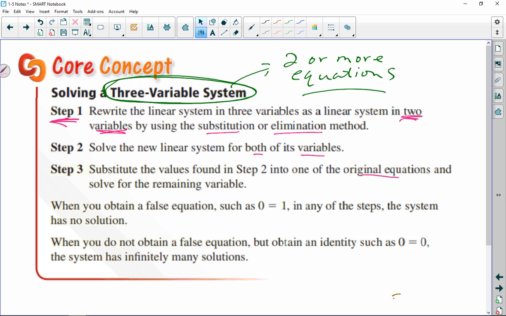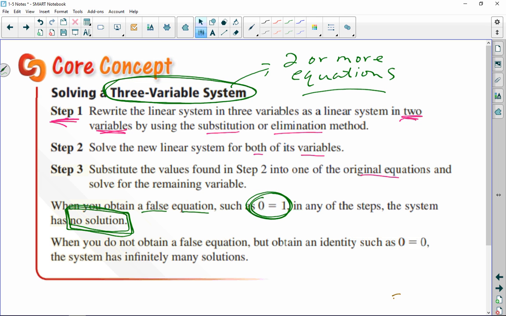Now, one of the other main things that you have to remember: when you obtain a false equation such as 0 equals 1, where the left side does not equal the right side, what does that mean? No solution, very good. So highlight that. When all the variables disappear and the left side doesn't equal the right side, then you have no solution. It means nothing I plug in there is going to work.